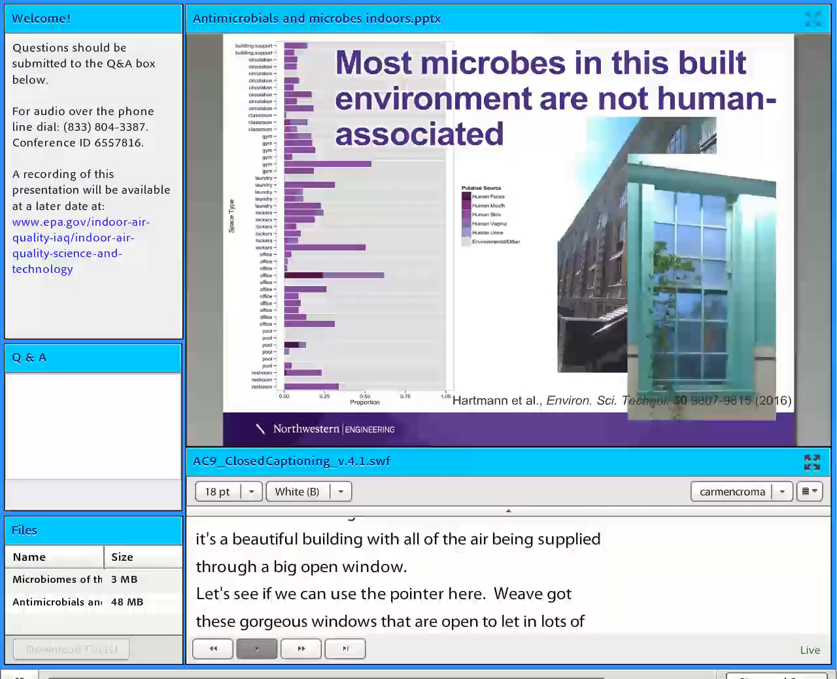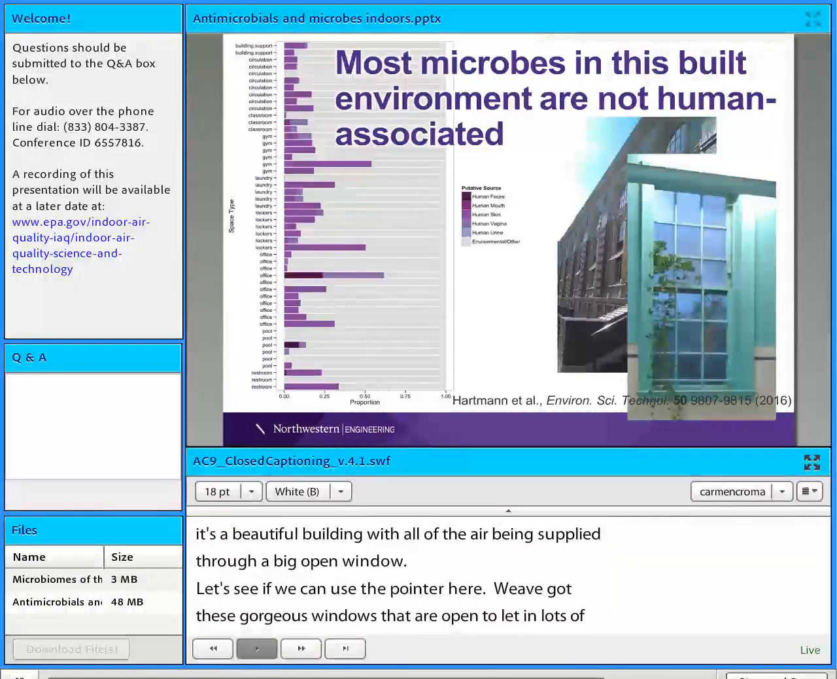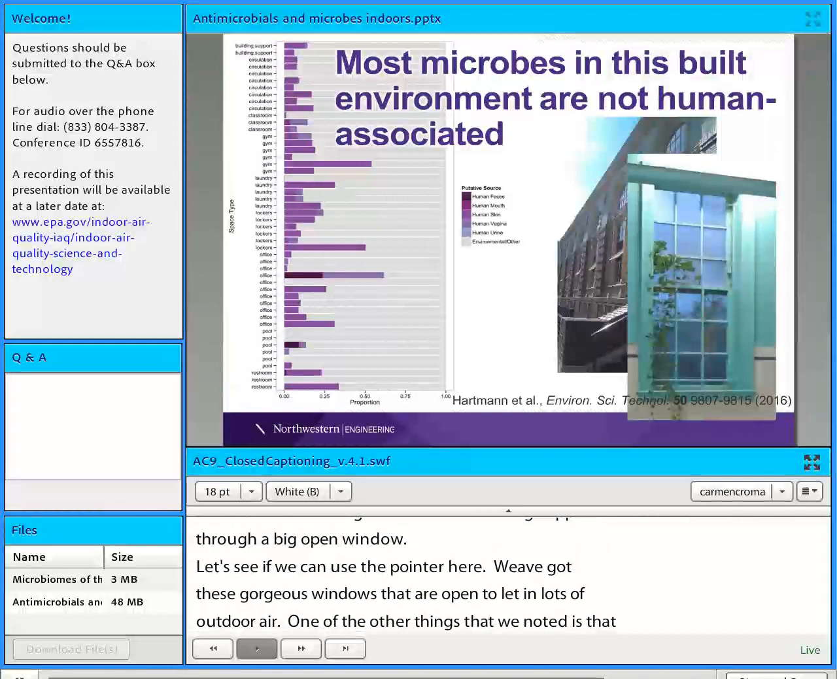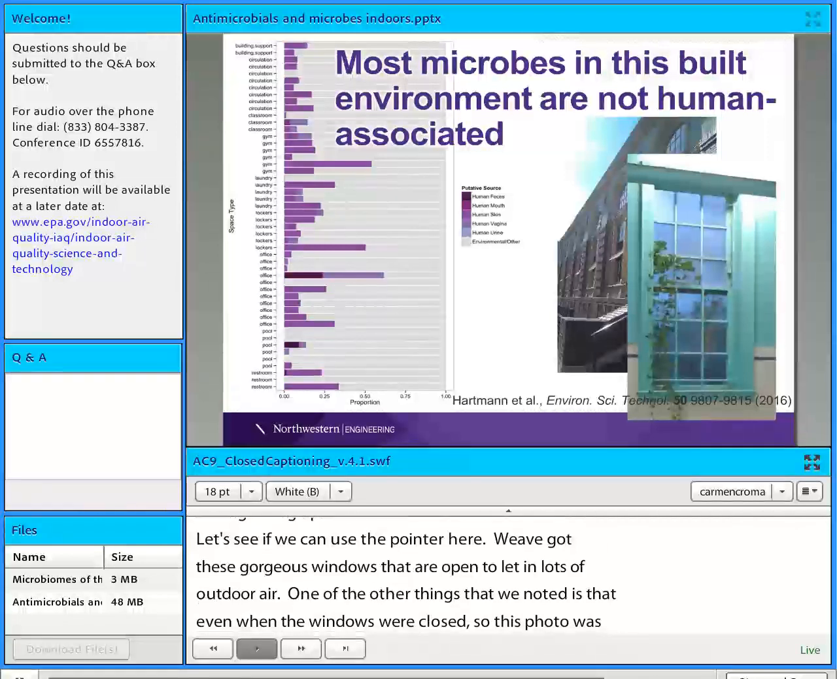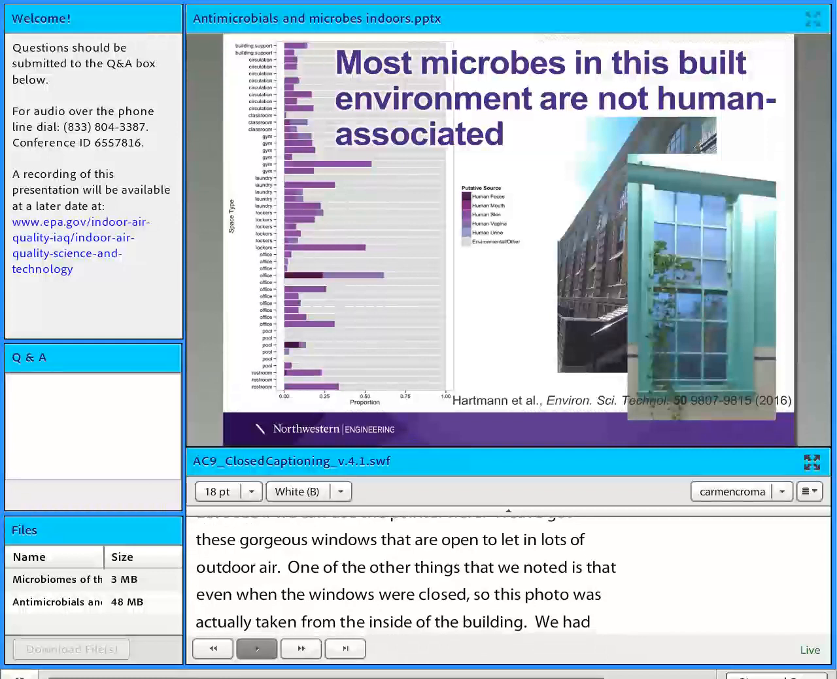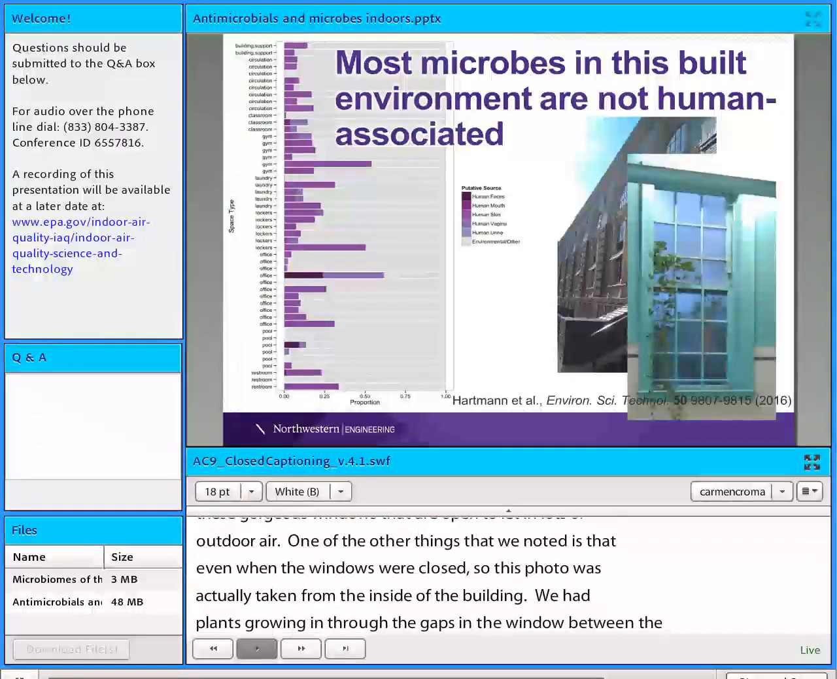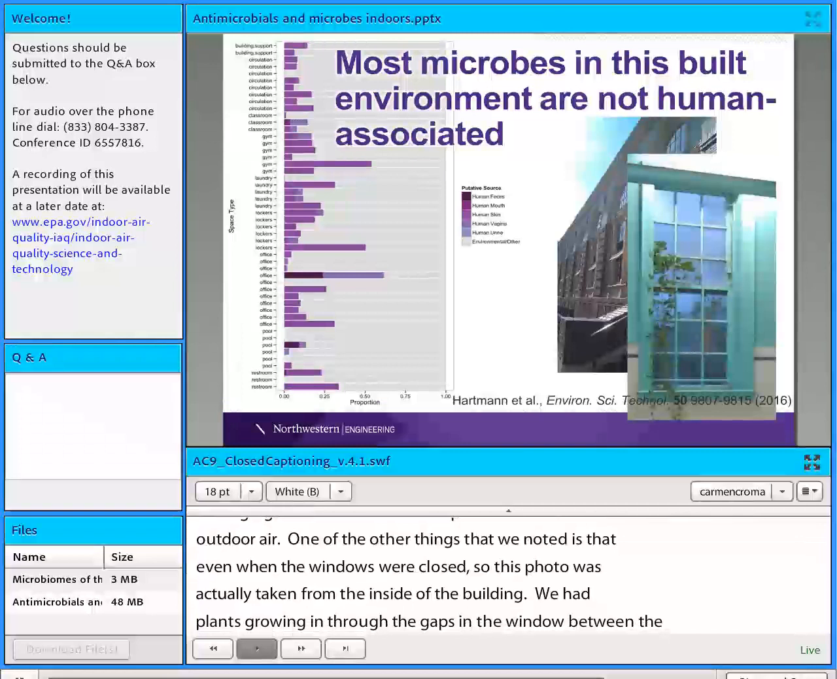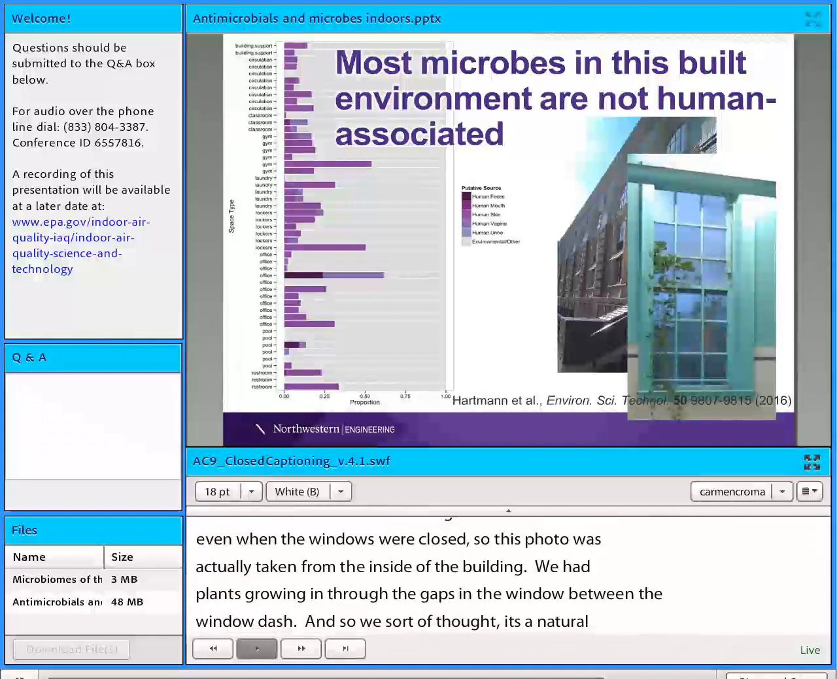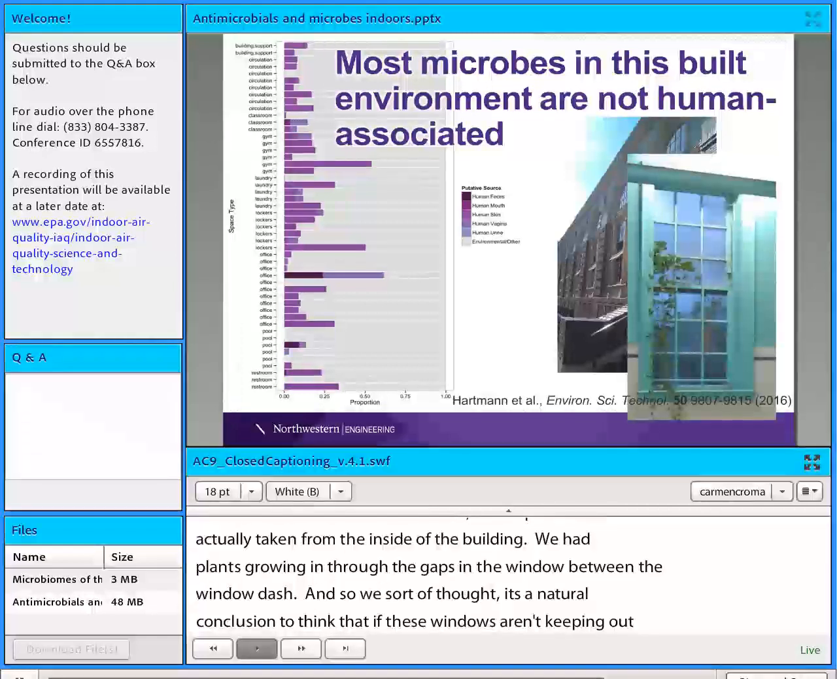One of the other things that we noticed is that even when the windows were closed, so this photo was actually taken from the inside of the building, we had plants growing in through the gaps in the windows, like between the window sash. And so we sort of thought from this, it's a natural conclusion to think that if these windows aren't keeping out the macroflora, how could they possibly keep out the microflora?